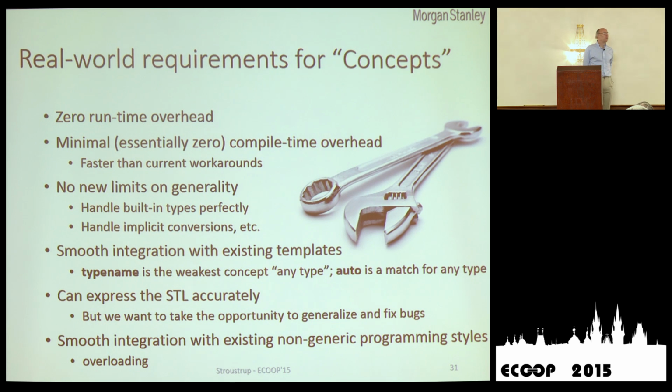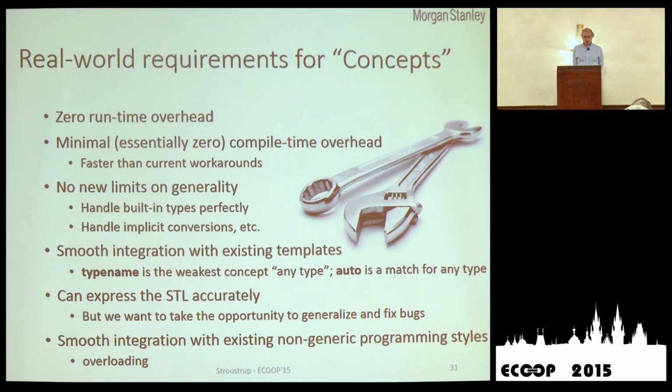And we have not imposed new limits on generality. We can actually specify, say, the standard library and slip it in under the existing code. We're not going to do that. We're going to take the opportunity to fix a couple of bugs, but the generality is up there with what we have been using for the last 15 years. Smooth integration with existing templates. A type name is simply the weakest constraint. It says it must be a type as opposed to an integer value. And then you could start adding things like being able to copy it, being able to compare it, things like that.